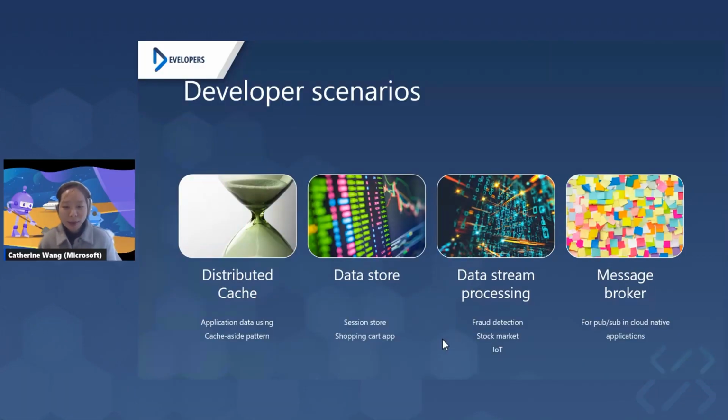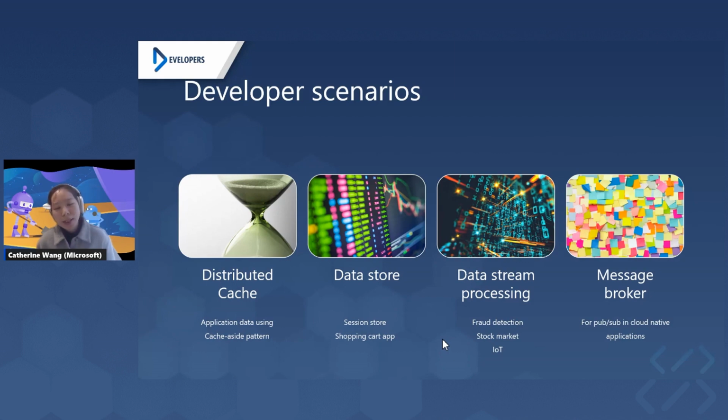And then extending the data store scenario, Redis Cache is very fast for data stream processing. So for real-time analytical types of applications like fraud detection, stock market, and IoT, Redis is a very good choice for storing those data. And finally, Redis can also be used as a message broker. In cloud-native applications, if you have one microservice talking to the data store backend, you usually use a pub/sub pattern to have a message queue for communication. And Redis does a very good job with that.